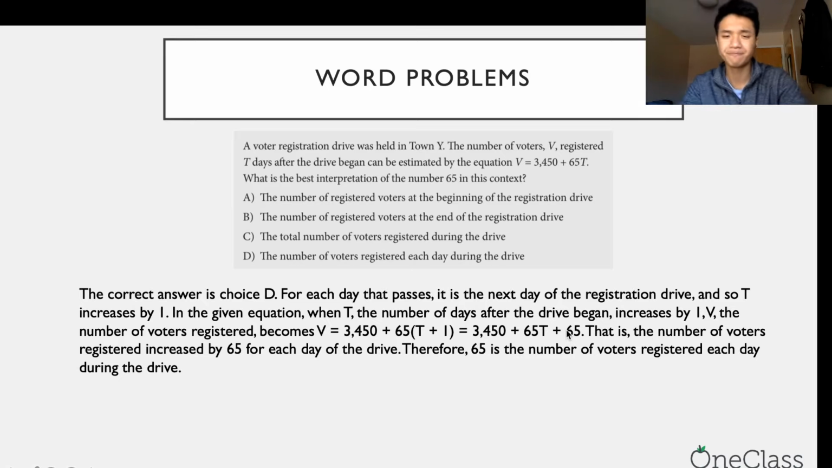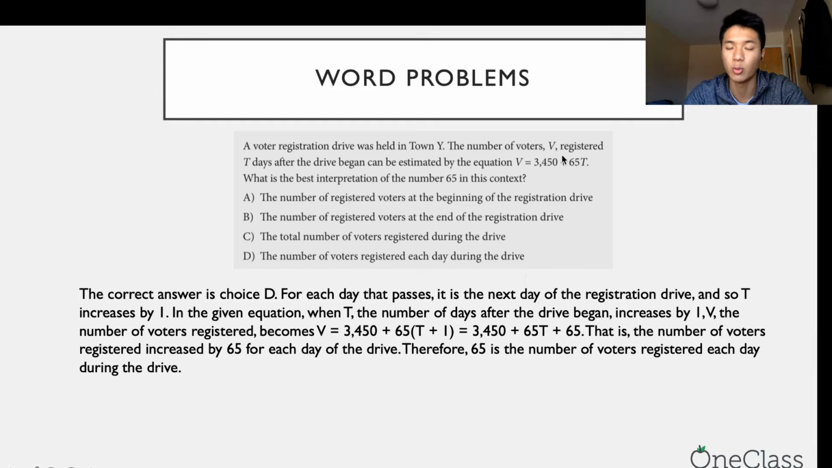So what did we just see happen? We saw that if we change the number of days by just 1, we add just 1 day after the drive began, then v, the number of voters, has increased by 65. Now, to me, that is essentially the definition of the slope, right? And so you would get to the same conclusion at the end, which is saying 65 is the number of voters registered each day during the drive. It's just two different ways of getting to that interpretation.